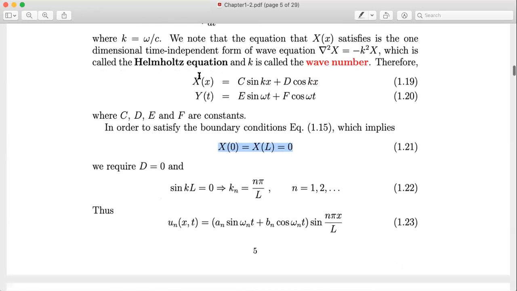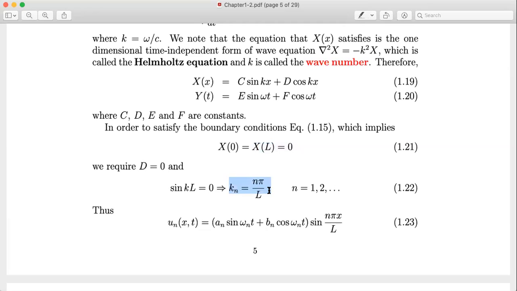So put it in. Because X at 0 has to be 0, obviously this term vanishes at x equals 0, but this cosine term will remain, and so this big D has to be 0. And then you plug in the condition X(L) being 0, and you have to get that sine kL has to be 0, and that fixes k. So k_n has to be n pi over L, with n being any integer.